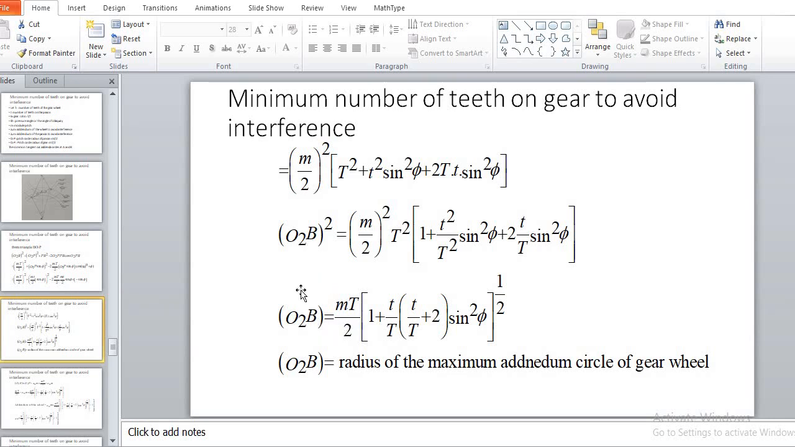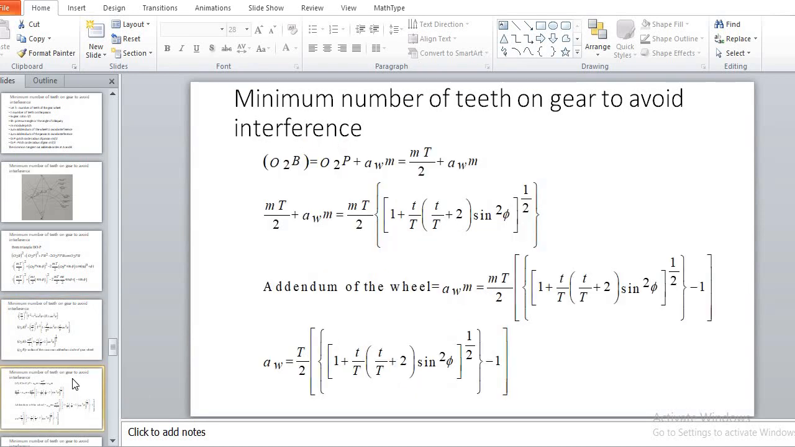So for O2B, take the square root of both sides. O2B now becomes mt by 2 times the square root of this term. This is the radius of the maximum addendum circle of the gear wheel.